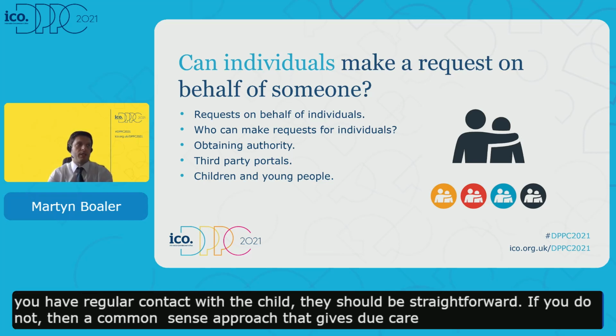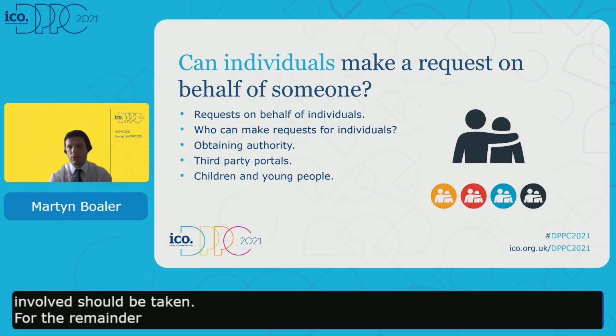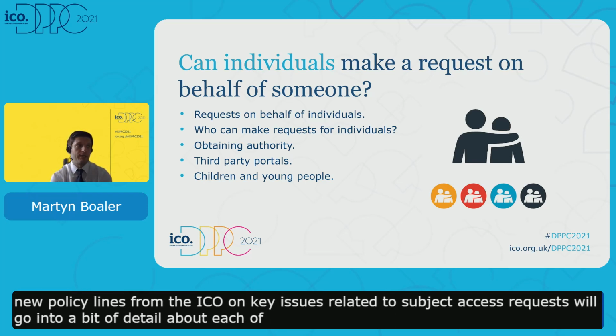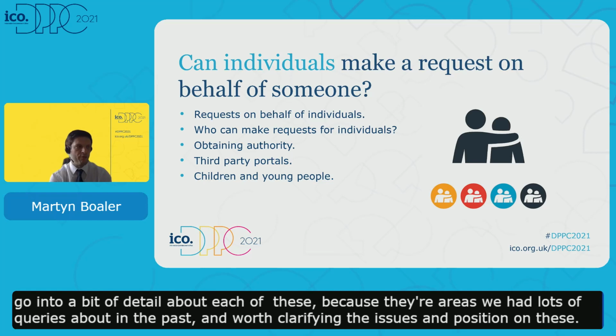So for the remainder of our time, we're going to focus on 3 areas that represent new policy lines from the ICO on key issues related to subject access requests. We'll go into a bit of detail about each of these because they are areas we've had lots of queries about in the past, so it's worth clarifying what our position is. These 3 issues are time limits for responding to SARs and when you can stop the clock, manifestly unfounded and excessive SARs, and the circumstances in which you can charge a fee.